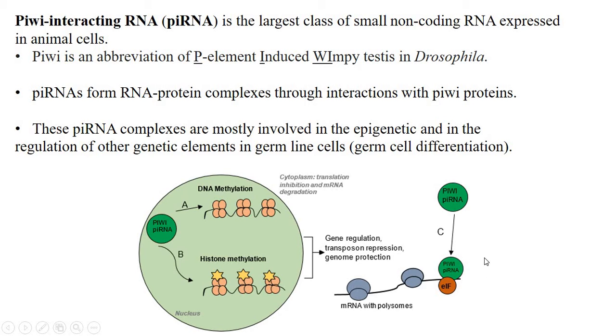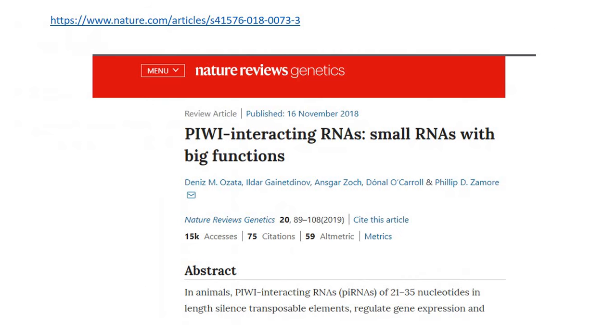And here you can see this is the eukaryotic initiation factor. So if piRNA binds to the initiation factor, that will lead to inhibition of translation, so that will change the gene expression by inhibiting the expression. Here, this paper on PIWI interacting RNAs, small RNA with big function, really goes into more detail about piRNAs. So if you're more interested, you might want to read this paper. That's again a really good paper.